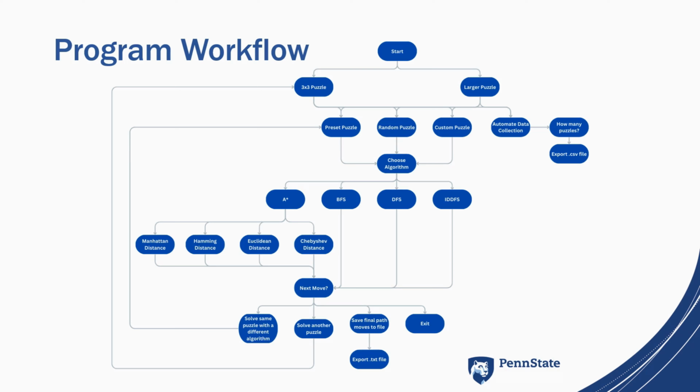The user will now be prompted to choose between solving the same puzzle with a new algorithm, solving a new puzzle, saving the final path states to a text file, or exiting the program. Choosing to solve another puzzle, whether it's the same one with a new algorithm or a new one, will assume the same size puzzle.